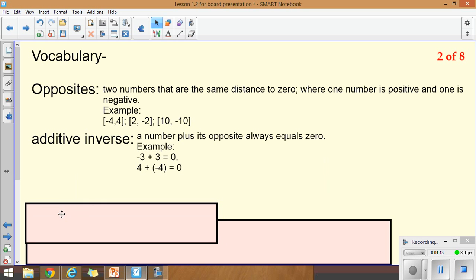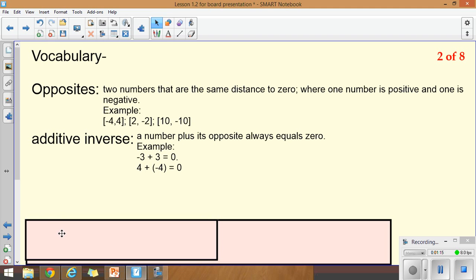Our second vocab is additive inverse. It's a number plus its opposite always equals 0. For example, if you look at -3 and 3, they're opposites. They're being added together. Our sum is 0. 4 and -4 are opposites. They're being added together. The sum is 0. If you need a moment, please pause. When you're ready, unpause and we're going to move forward.